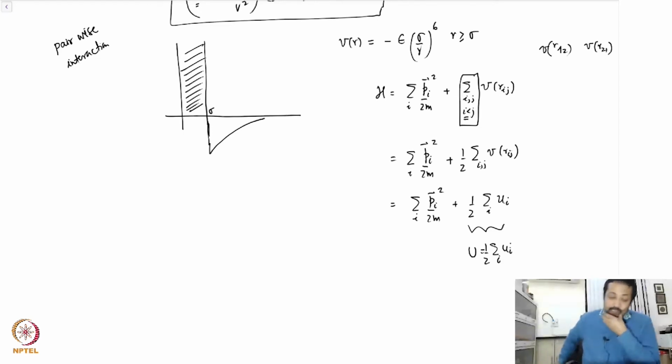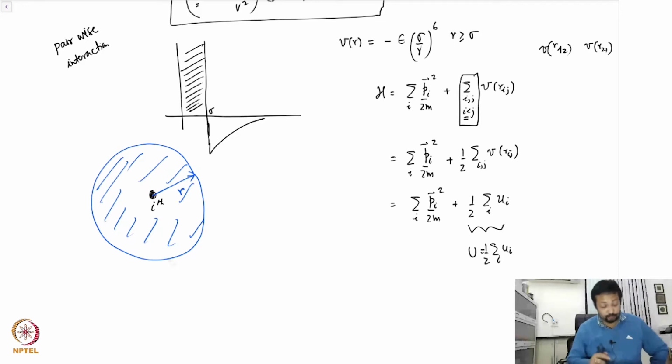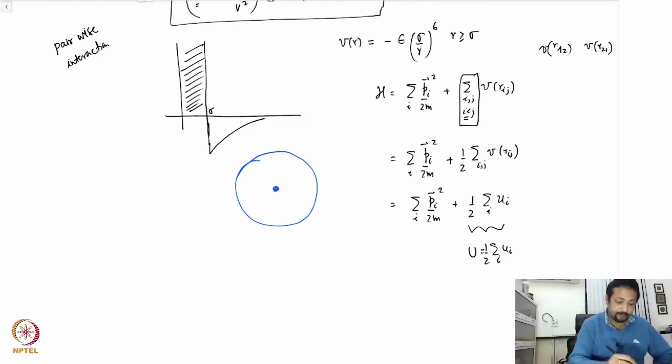Now the idea is we want to look at it in a mean field way, a weakly interacting, dilute system. So I have the ith particle, and surrounding this particle, let's say I consider a radius of r. Maybe one needs to draw a circle first. At the center of this I have the ith particle, and there are particles inside this with which this ith particle is interacting.